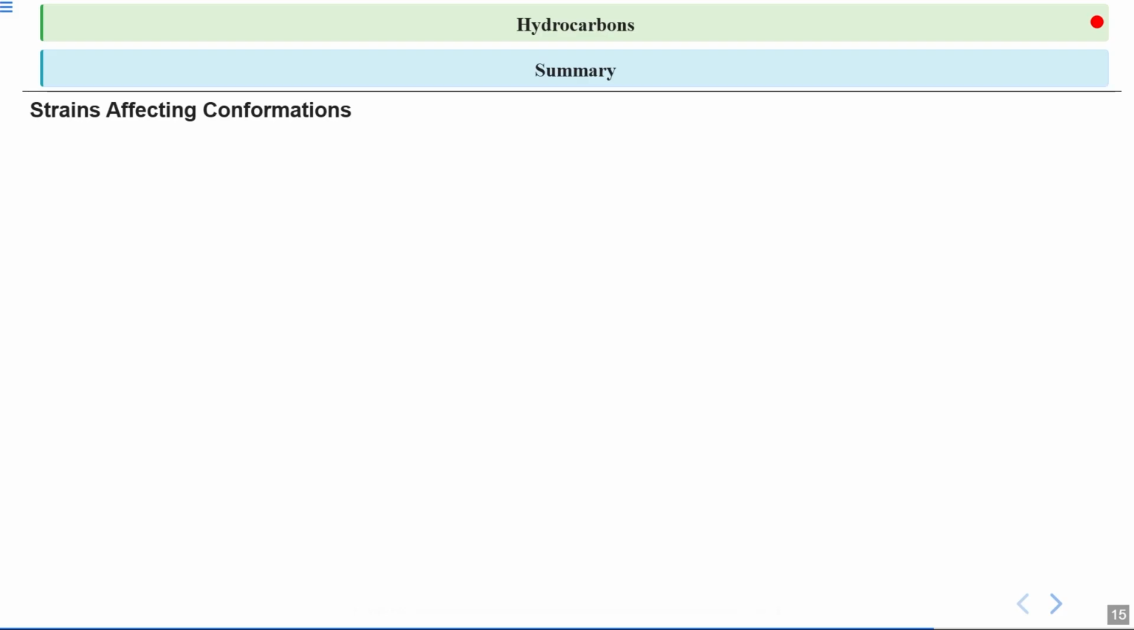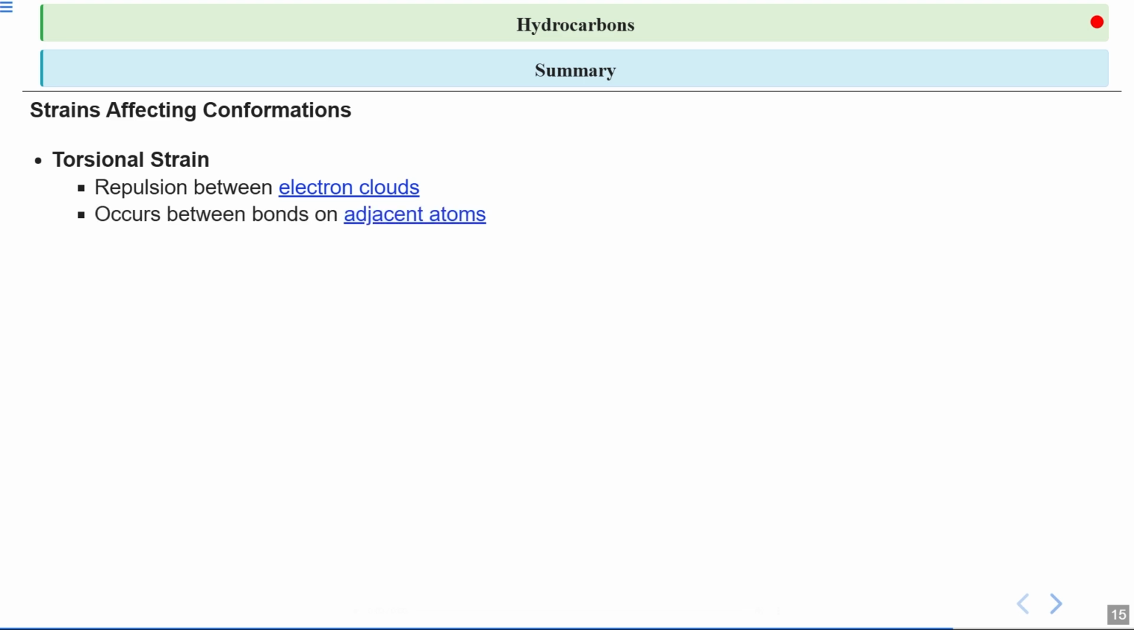Further, what were the strains that affect the conformation? The first one is the torsional strain. It occurs due to repulsion between the electron clouds. Basically, when the electron cloud, which is the shared pair of electron clouds between two atoms, are close to each other, they can repel each other due to the same nature of the charge.